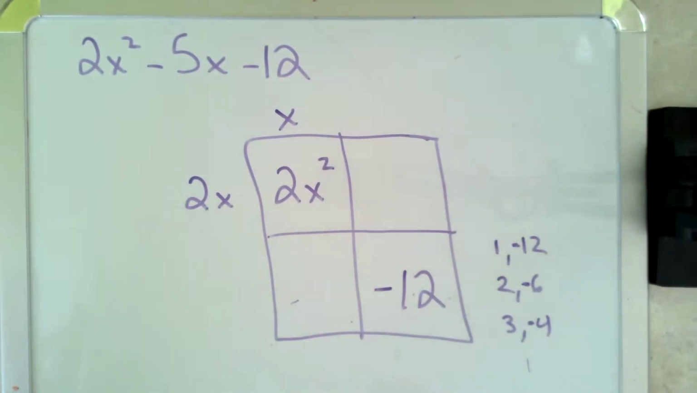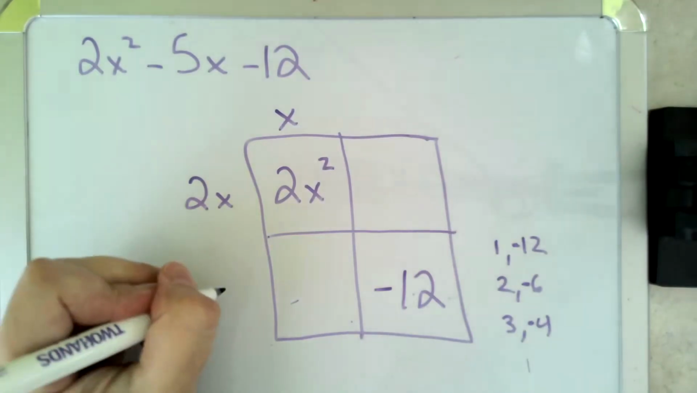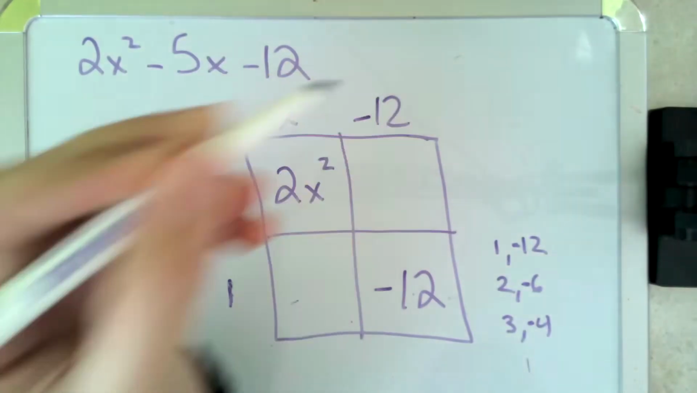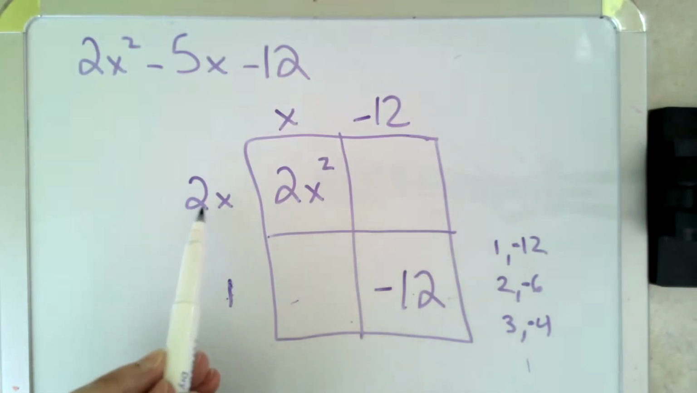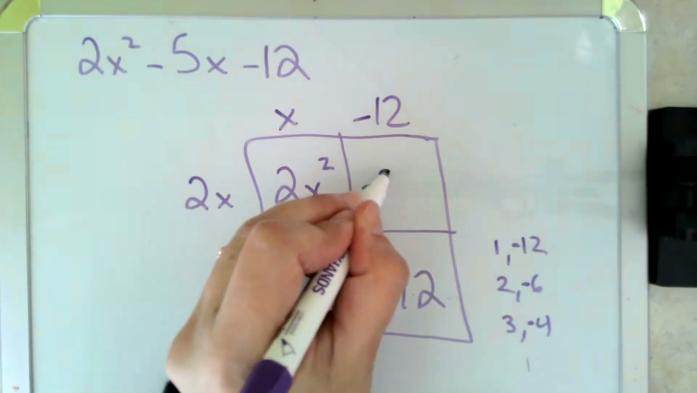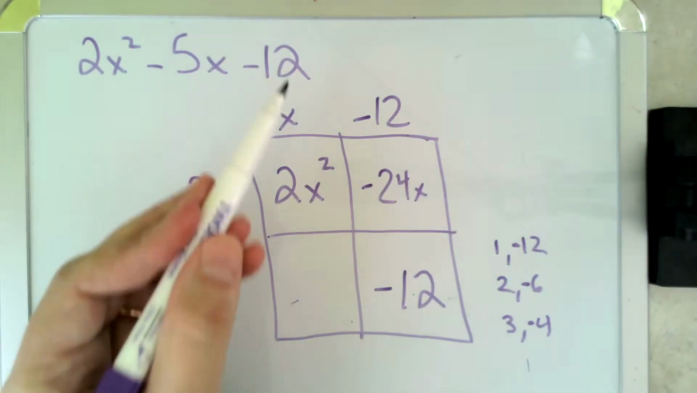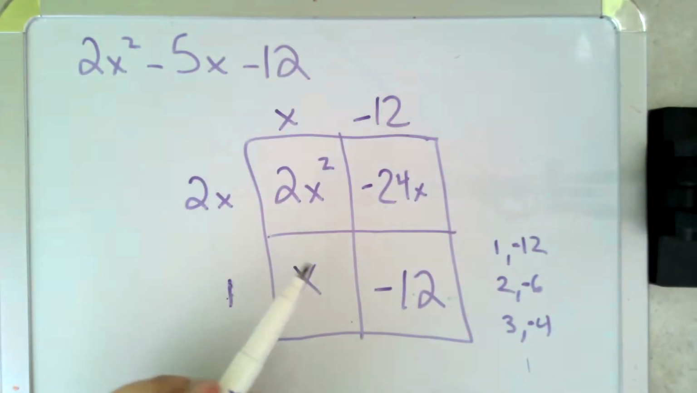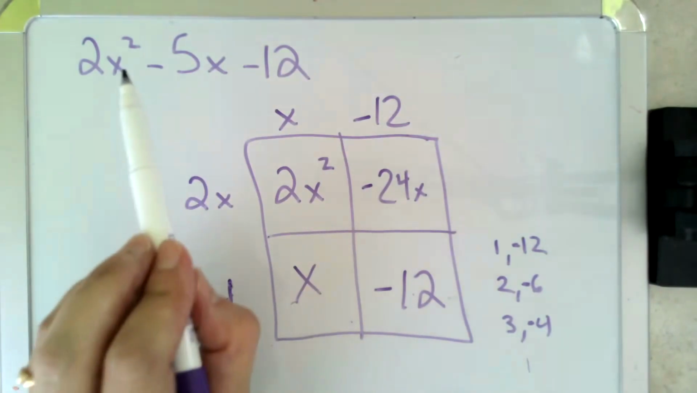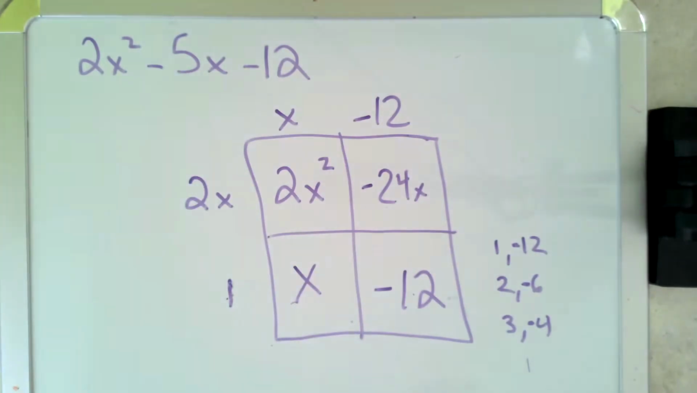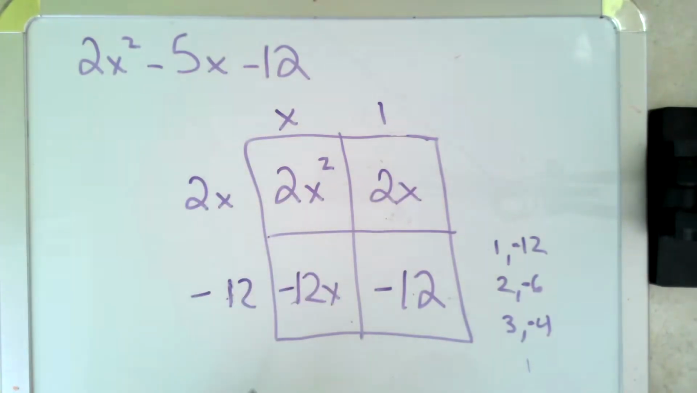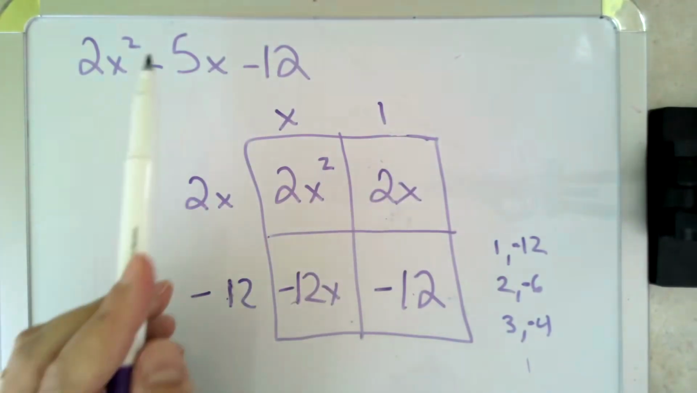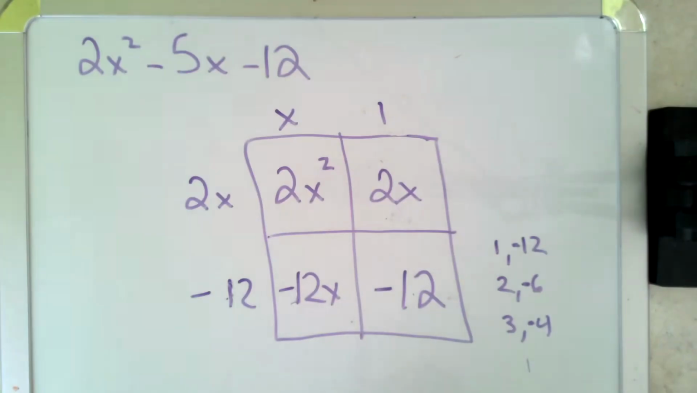Let's say I start by playing with 1 and 12, and so I throw in 1 and negative 12. 1 times negative 12 gets me my negative 12. But 2x times negative 12 is negative 24x, and 1 times x is x. If I add my x and my negative 24x, I do not get my 5x. So let's say I reverse them. 2x times 1, negative 12 times x, and again, negative 12x plus 2x doesn't get me my negative 5x. I'm going to try something else.